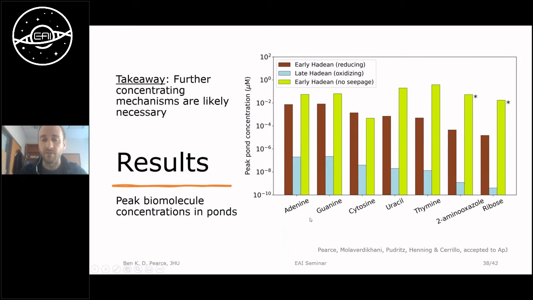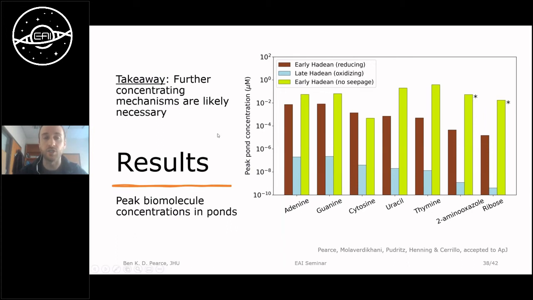Here is a summary of that plot. We have our 5 nucleobases here. We have the concentration in the pond from the peak concentration from the early Hadean in brown, the late Hadean in blue, and then this no seepage model in yellow. And we can see we get up to just about micromolar with the no seepage model. These are still quite low concentrations, but there could be possible ways to concentrate this further, for instance, if you're encapsulated into a vesicle or a mineral gel or something like this.